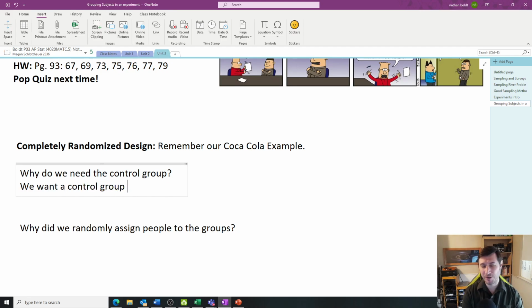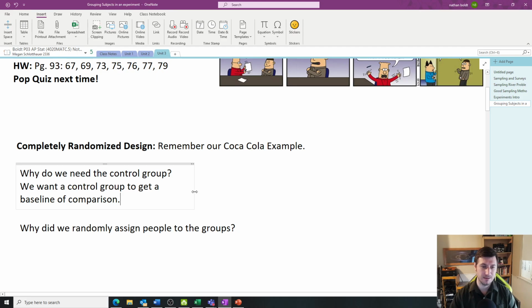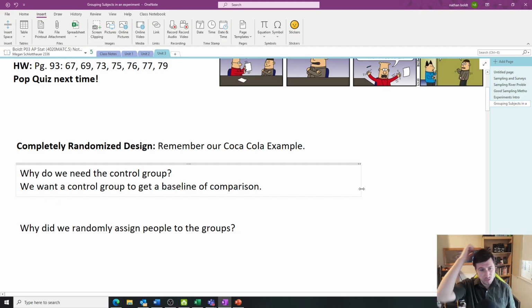And a good buzzword to use here is the word baseline. To get a baseline of comparison. All right. A control group gives you a baseline for your comparison. That way we have a group that has a similar experience to our other treatment group. But use that word baseline in there. That really helps.